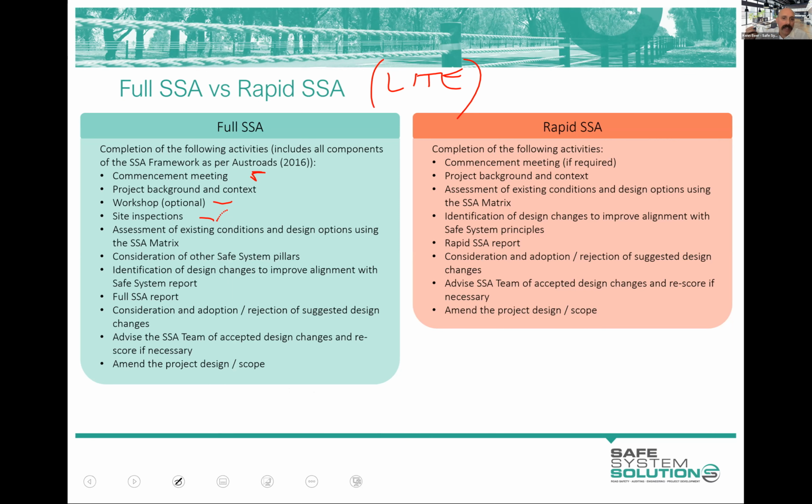Existing conditions and design options using the matrix is in both. That has to be done. Consider other elements, other pillars of the safe system. So that's one that's only done in a full. That doesn't appear in a rapid.